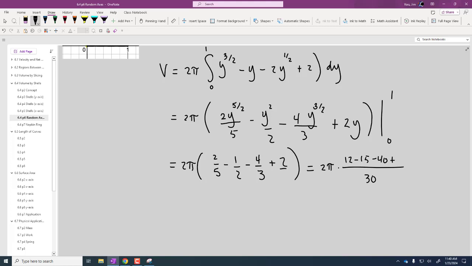That one's over 1. We want to get to 30, so multiply top and bottom by 30. So that's going to give us 20 minus, that's 20, minus 2 is 5, so 17 pi, cancel out a 2 over 15. That'll be our volume.